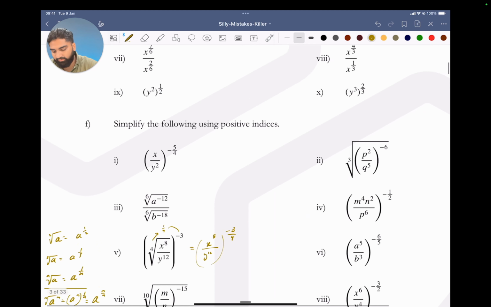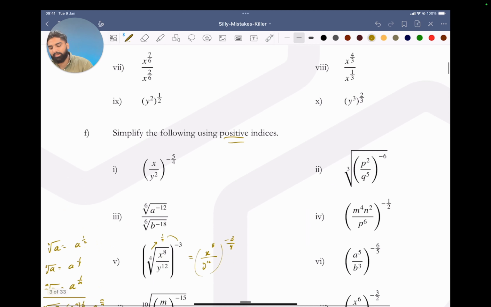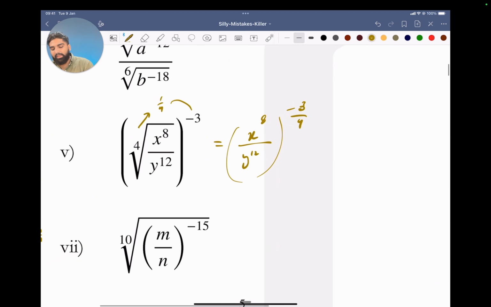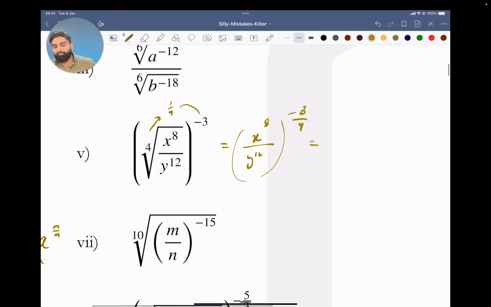Now I'm going to read the question. Does it say positive indices? Yes, it does. Okay. So that means this can't be negative. What I'm going to do is I'm going to apply the negative, if you will, right? I'm going to flip the fraction. Again, this is not the only way to do this. We can do this different ways or in a different order. So that's y to the power of 12 and then x to the power of 8. All of this to the power of 3 over 4.